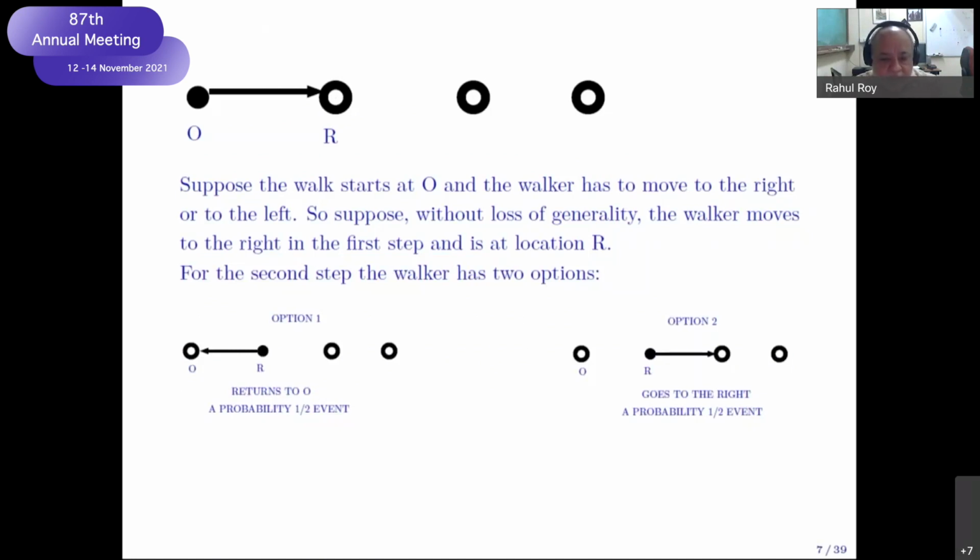For the second step, the walker has 2 options. He can either go back to O, which is given here, returns to O, a probability half event, as we can see in the pictures below, or takes a step to the right, another probability half below. So that's the second step. It can either move back to the site O or move to a new site to the right.